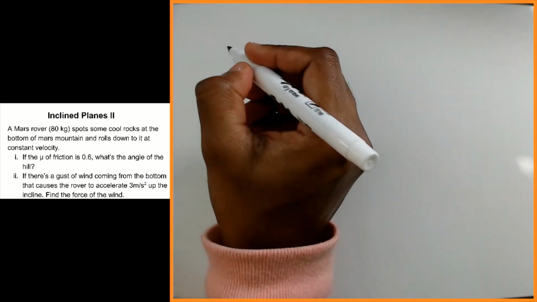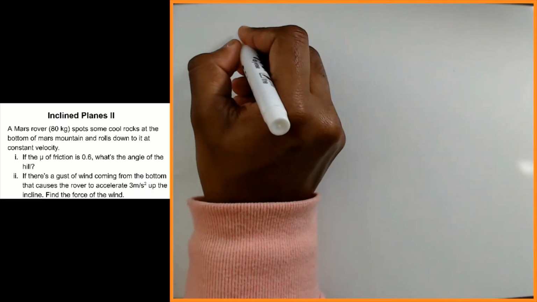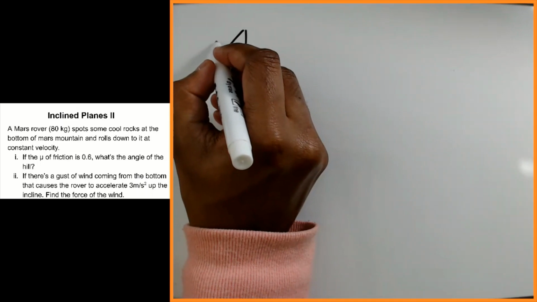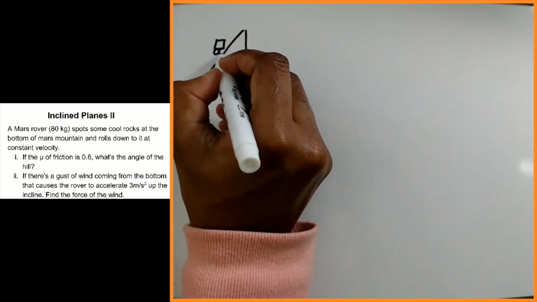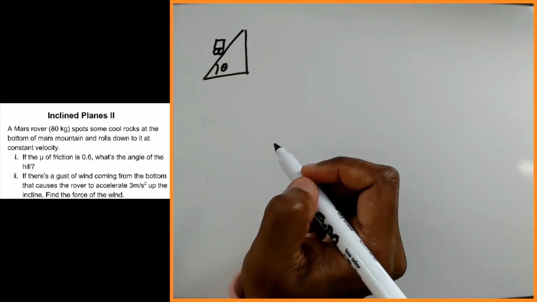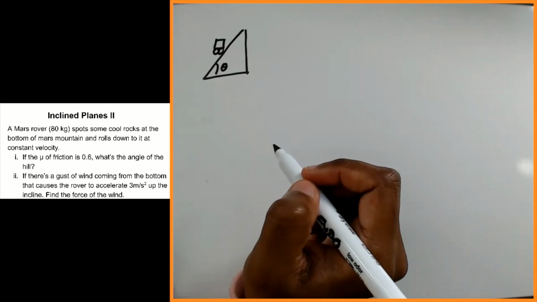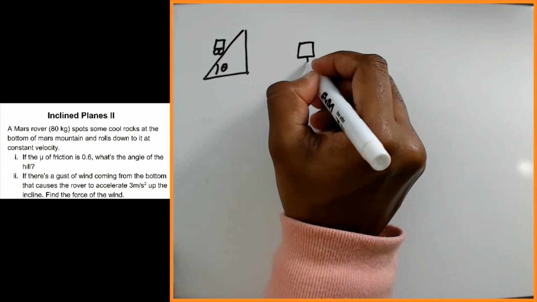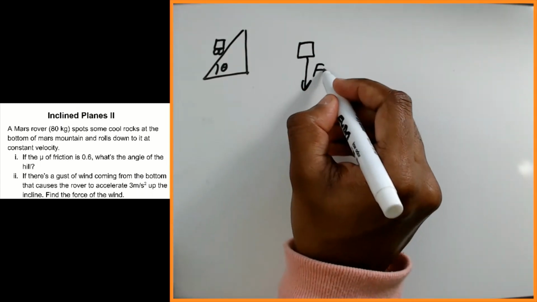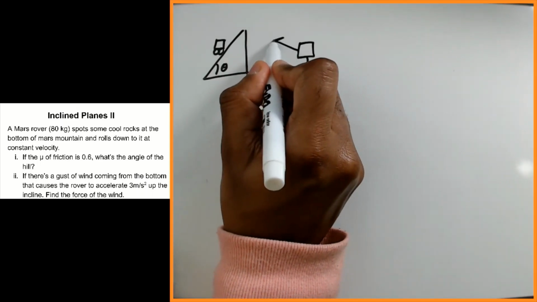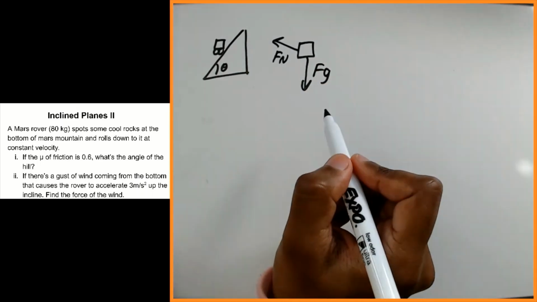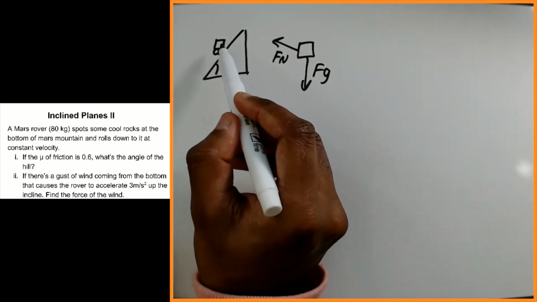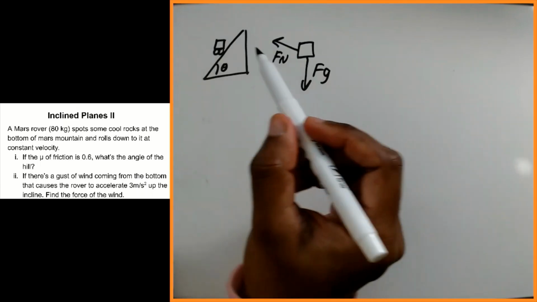So the first thing we want to do, as usual, is to draw a diagram of what's happening. So we have the inclined plane with theta, and this is a rover that's sliding down. Then the next thing to do is to draw a free body diagram to figure out all the forces acting on it. So that's the rover. We have Fg, of course, pointing down, and then Fn coming straight out of the incline. And then we have friction. Since it's sliding down, friction is going to oppose this motion.